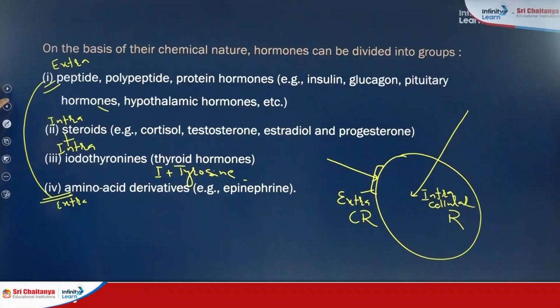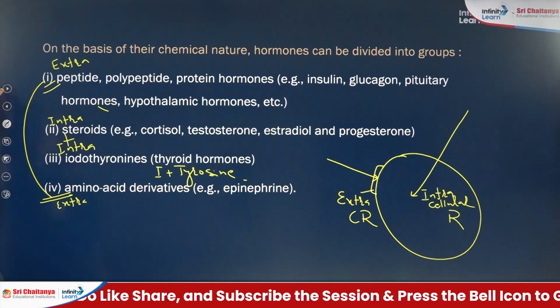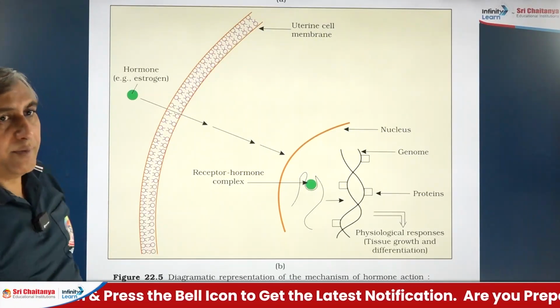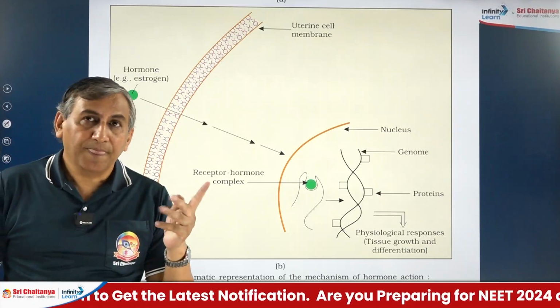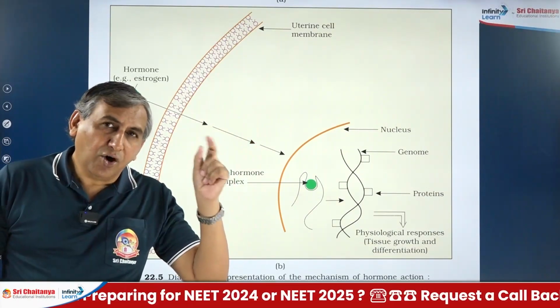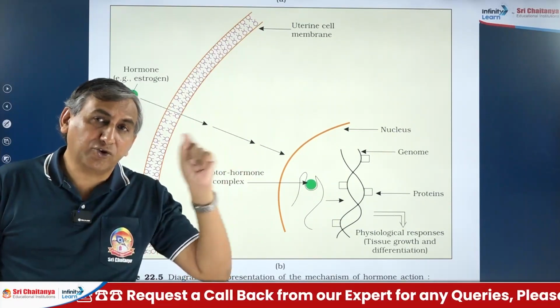But the basic thing you have to remember is the types of hormone. Only by learning this are you able to reply about the mechanism of function. Another one, they have given one hormone, estrogen. I already said estrogen is a hormone from the ovary. Maximum hormones secreted from the gonads are steroid in nature.